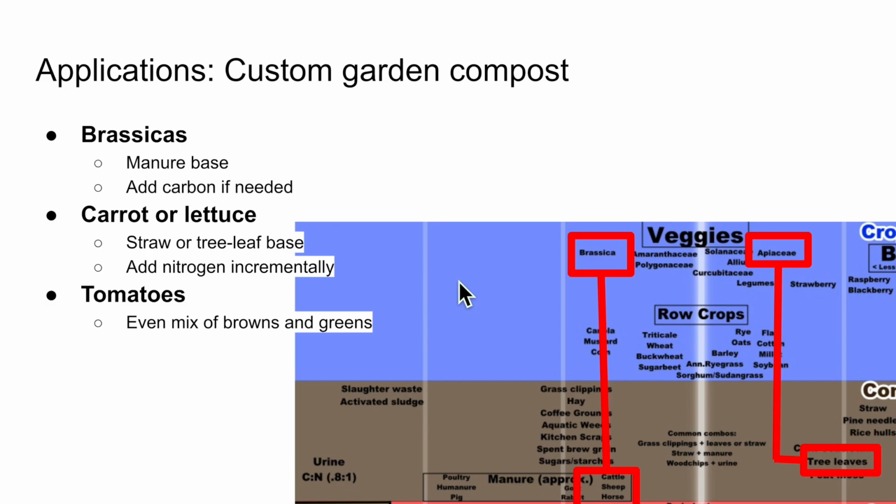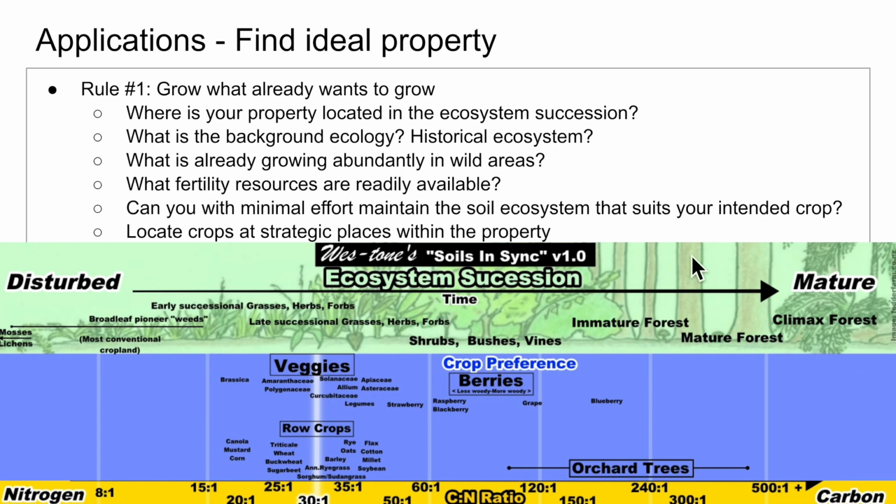If I'm trying to grow something like lettuce or carrots, I might be inclined to start with a leaf base for my compost and add nitrogen incrementally to it. For the stuff in the middle here, an even mix of brown and green material should do the trick. So rule number 1 is to grow what already wants to grow. This can help you select the ideal crop for your property or select the ideal property for your crop.